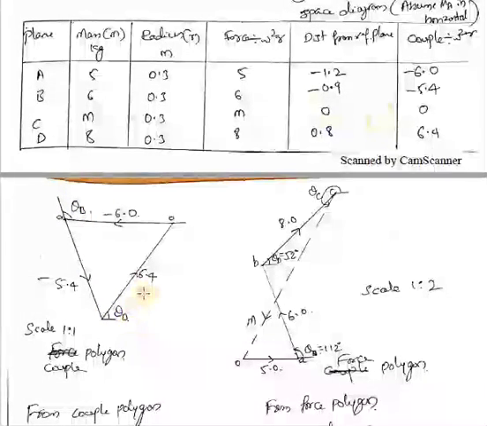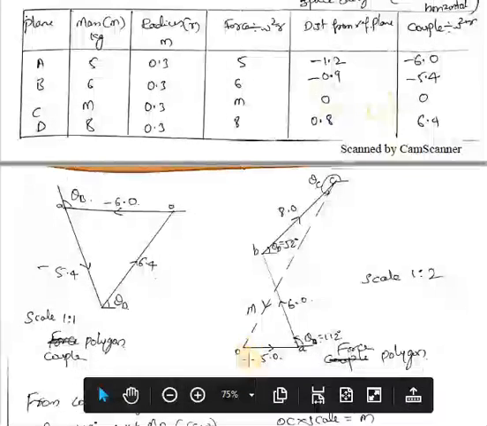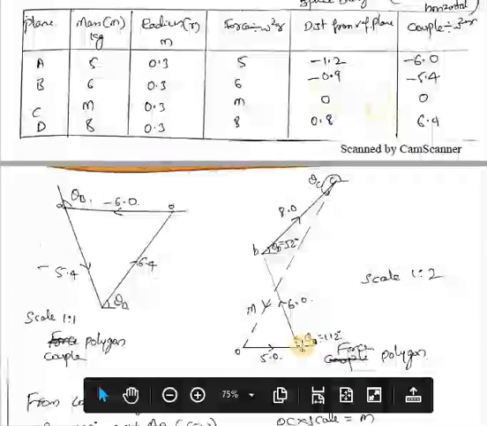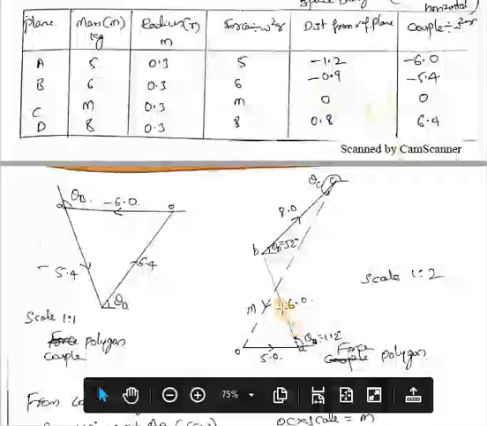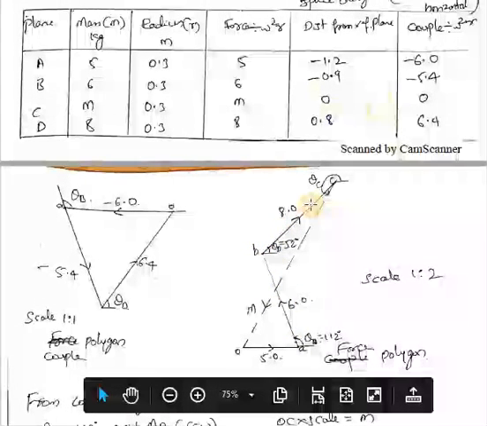So that you will get the angle for B and angle for D. Once you get those two angles, then go for construction of the force polygon. First 5, 6, M, 8 is there. First magnitude should be 5. I have taken scale as 1:2. Then for second, the angle should be 112, should start from A, and magnitude should be 6.